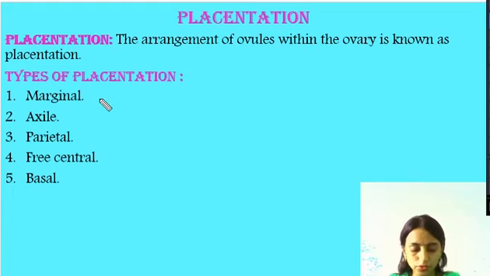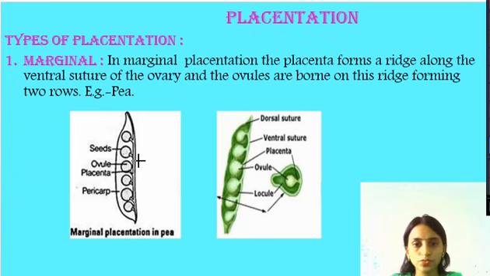Mainly there are 5 types of placentation that have been studied. The first one is marginal placentation, second is axile placentation, third is parietal placentation, fourth is free central placentation, and fifth is basal placentation. Now let us discuss in detail all 5 types of placentation. The first one is marginal placentation.